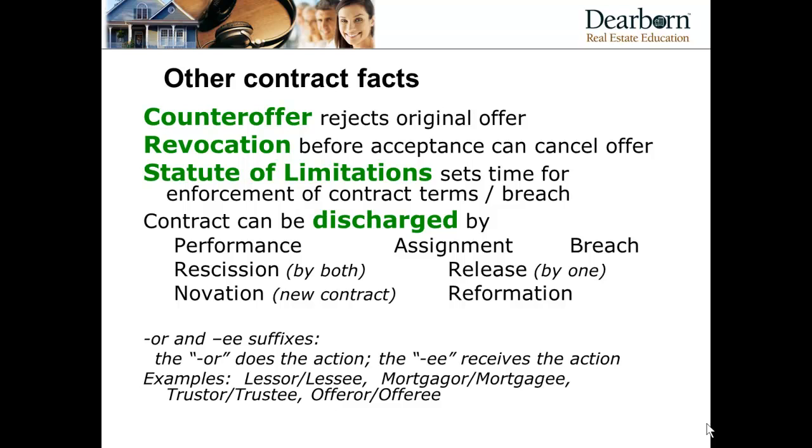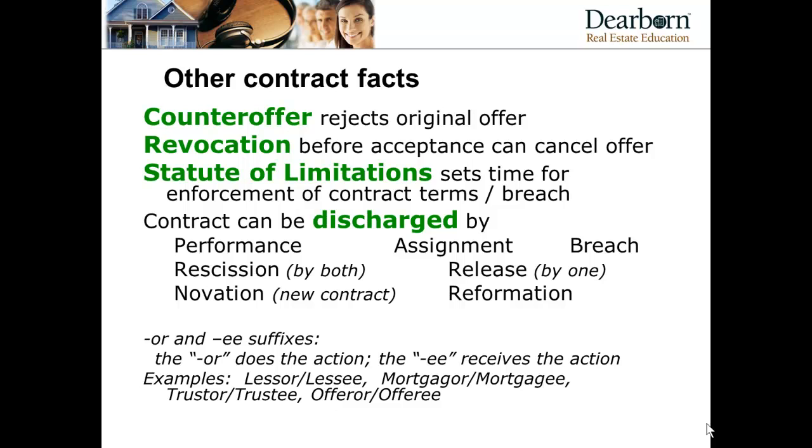Now, assuming the contract is made, then it can be completed or discharged, which is the term, in a number of ways that are detailed there. Performance is the most typical. Both parties perform as they agreed in the contract. Assignment would say that one of the parties, if it's allowed in the contract, can assign or transfer their rights or obligations to another party.